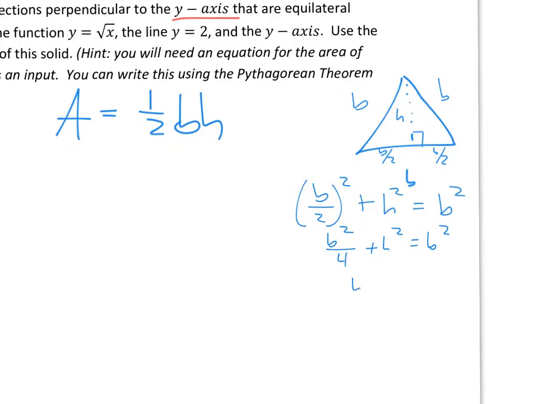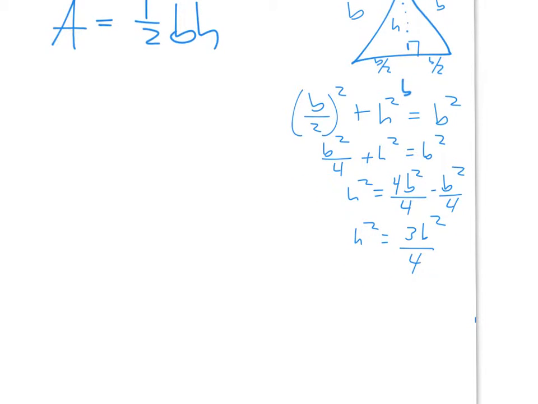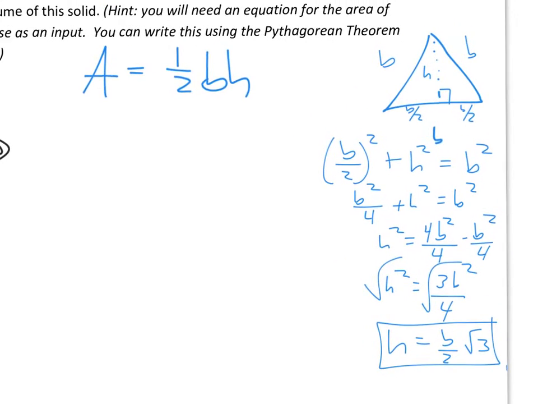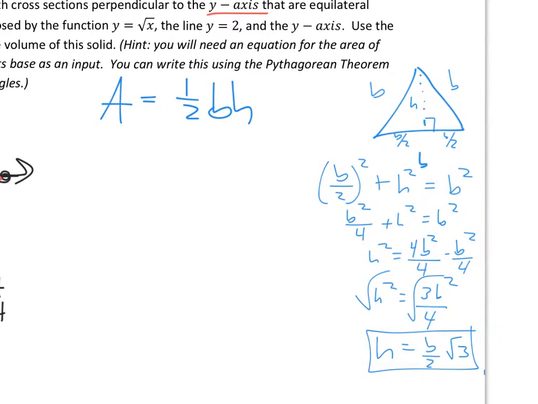Solve for h, and we would get h squared equals, I'm going to make this common denominators of 4. And so then we get that h squared equals 3b squared over 4. And then we take the square root, and finally we find the height in terms of b. The height equals, if I took the square root of both of these, you'd end up with b over 2 square root 3. Okay, all that is the height, and this is actually review, something we can do in geometry class.